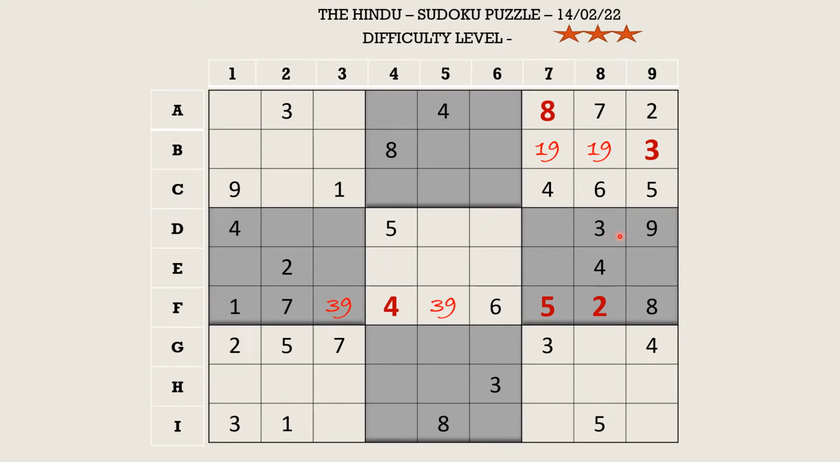There is a 3, 9 pair in D row which blocks these 2 cells. There is a 3, 9 pair in column 1 which blocks these cells. So these 2 cells take 3, 9 pair. Now 9 blocks these 2 cells here and 9 blocks these 2 cells. So H2 takes 9.